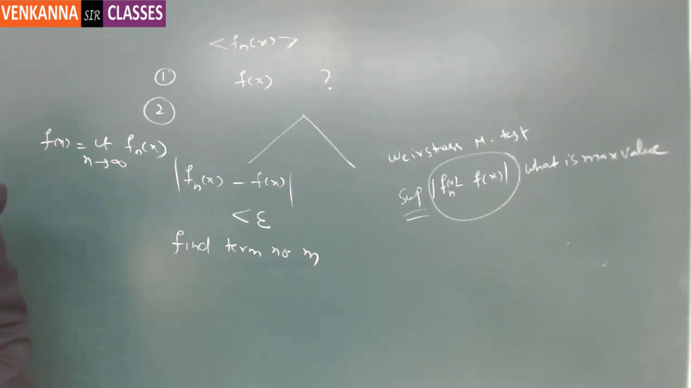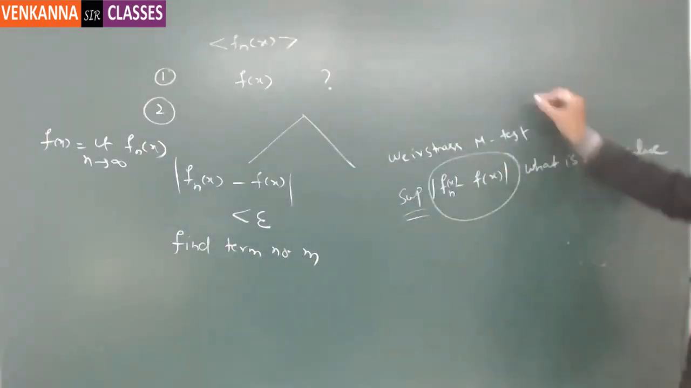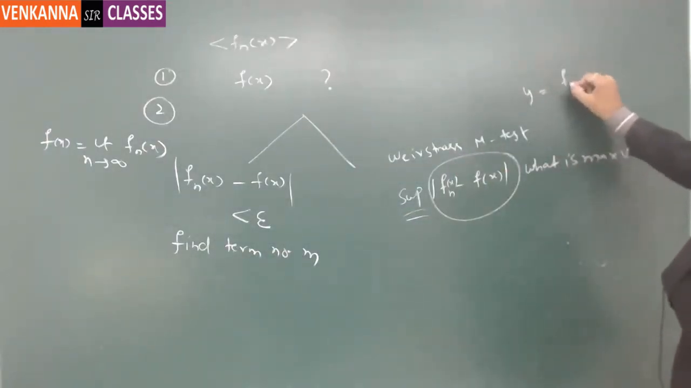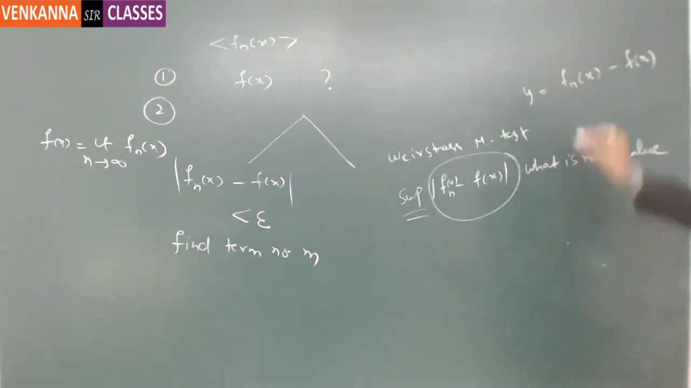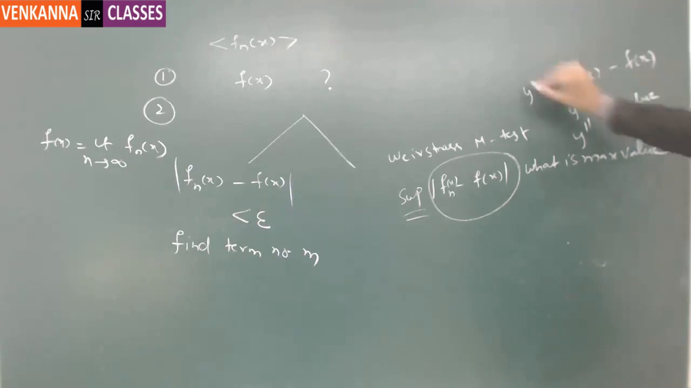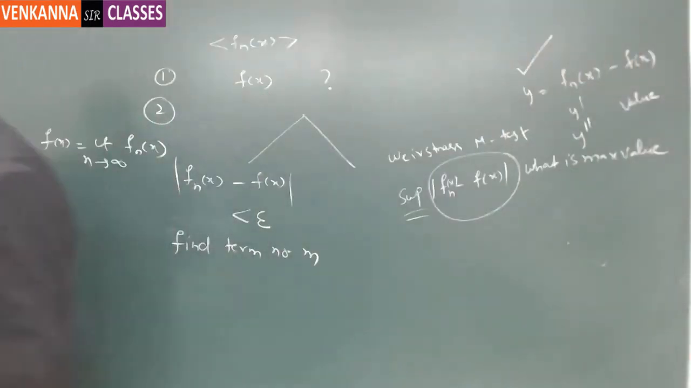By doing differentiation, isn't it? Suppose you are given that y is equal to fn of x minus f of x. Let us take that. You find the first derivative, you find the second derivative. From this, you can say at what value this will be maximum. You know how to find it. Say yes or no.